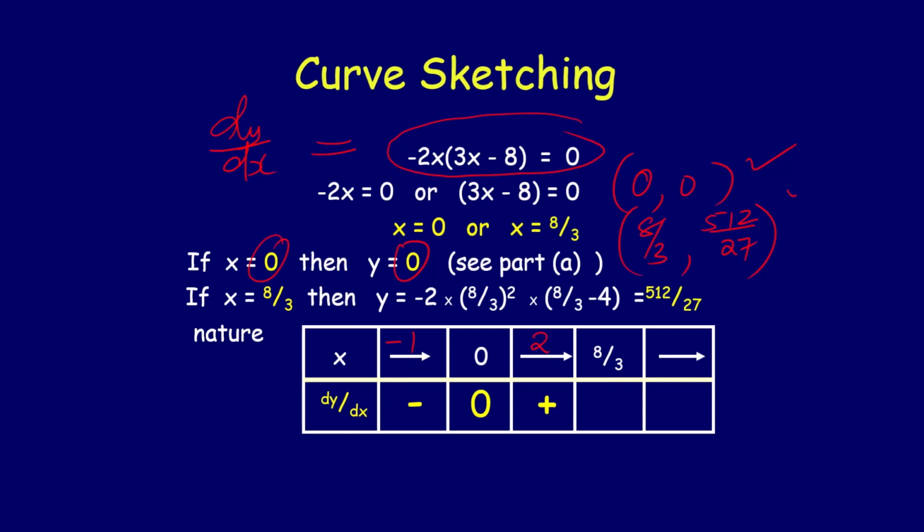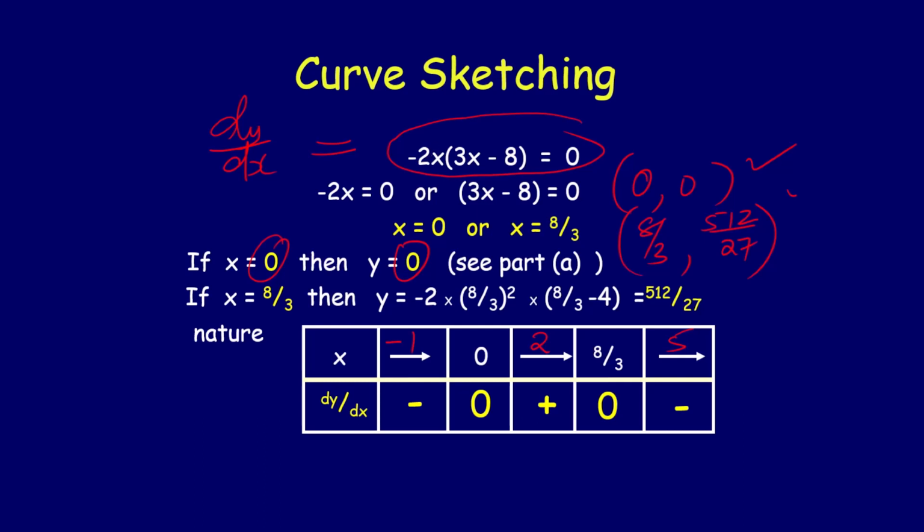Then you continue. The other stationary point is 8 over 3. Remember that one? If you substitute in that derivative function, you get 0. Then pick a point to the right of it. You can pick even a point like 5, as long as it's to the right of 8 over 3, and you'll get that one to be negative. You substitute that x value in this derivative function. So that is what you get.